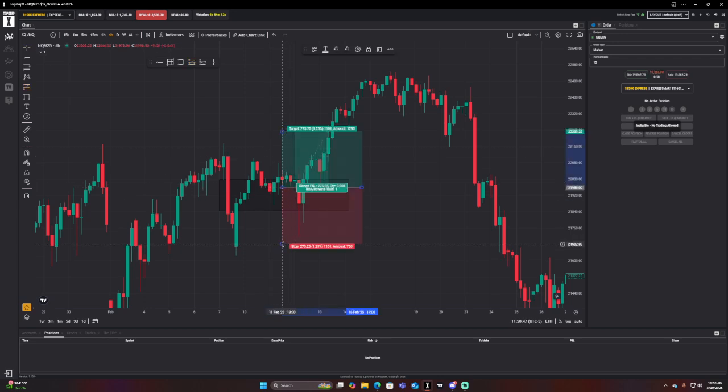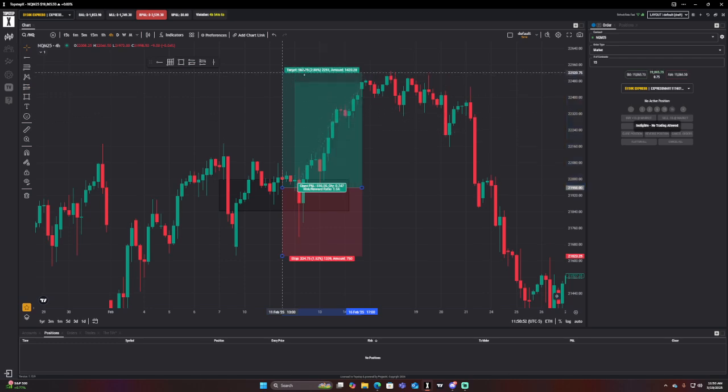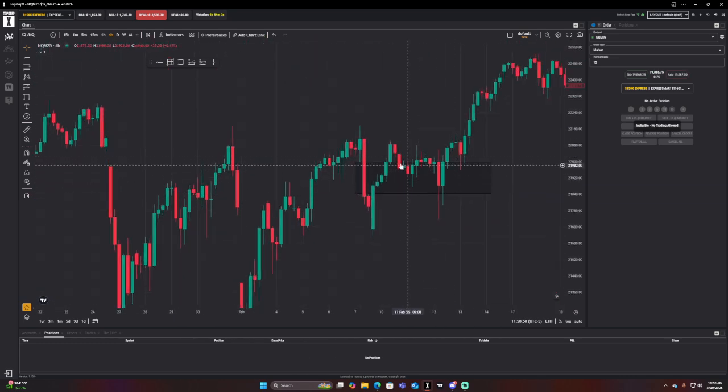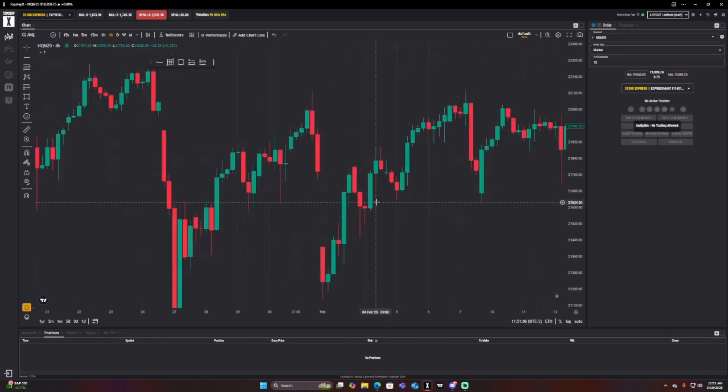What could you have done? Could have longed it. You could have put stops below here. Boom, target, whatever, right? That's an example of an inverse fair value gap. An inverse is just us closing and invalidating a bullish or bearish gap.